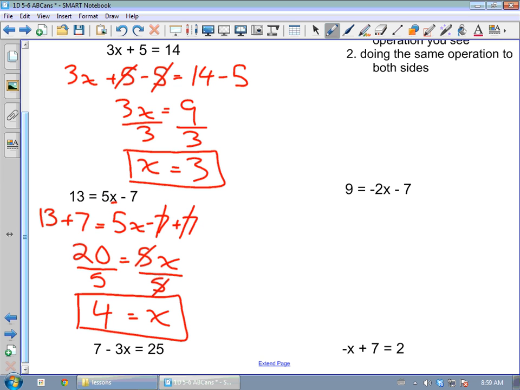All right, let's take a look at this next example here. We've got 9 equals negative 2x minus 7. How do you think we should start this one? What do you think we're going to do first? So how are we going to undo the subtraction? Add 7 to both sides. 9 plus 7, negative 2x minus 7 plus 7. What is this going to give me?